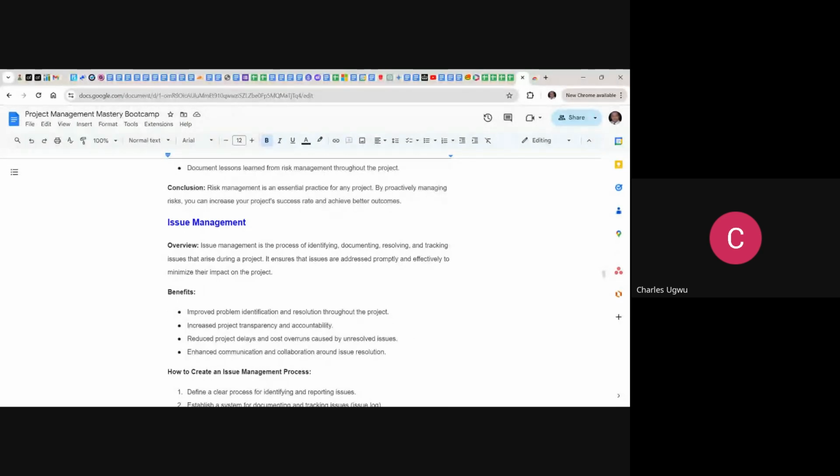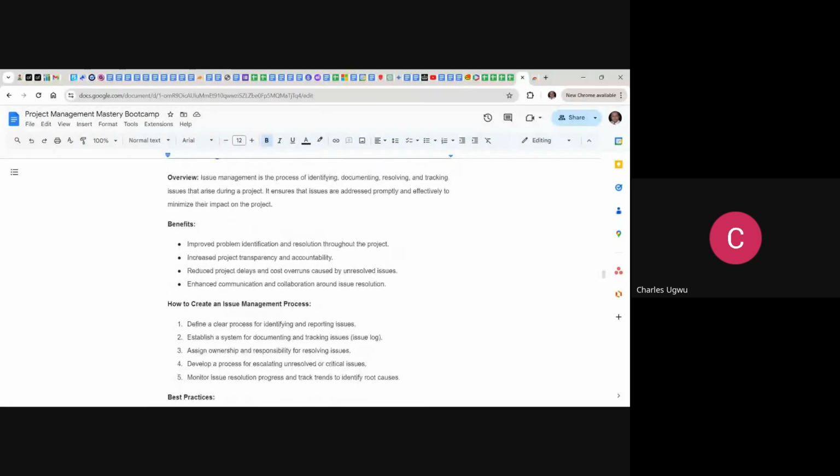So issue management is the process of identifying, documenting, resolving, and tracking issues that arise during the project. It ensures that the issues are addressed promptly and effectively to minimize the impact on the project. It has happened already. So what we are trying to do here is to make sure that the adverse effects or the negative impact is not too much. It's not going to derail the project.